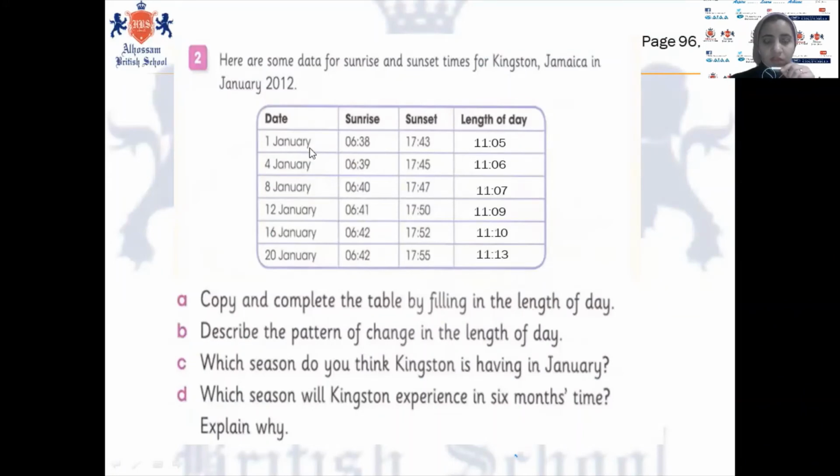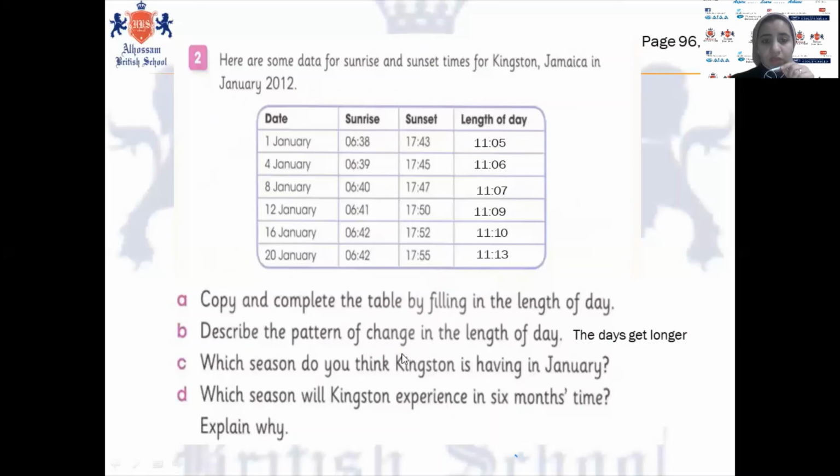Okay, Jana, look at the results here: 11, 5, 6, 7, 9, 10, 13. So the length of the day gets shorter or longer? Longer. Excellent, Jana. Yes, it gets longer. Okay, thank you, Jana. So the days get longer.